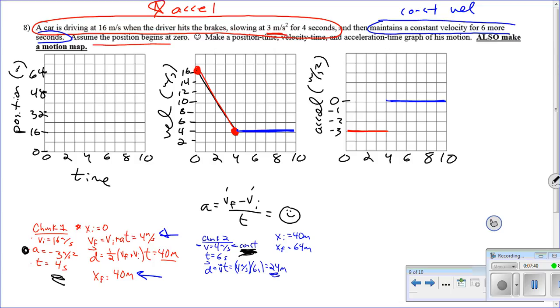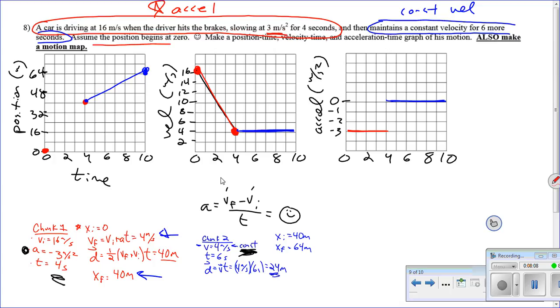Okay, cool. So let's plot our points. So we began at a position of 0, and at the end of chunk 1, which was 4 seconds, our position was 40. Looks like it's going to live right about there. And then chunk 2, we go from 40 to 64. So chunk 2, the velocity is constant. So I'm just going to draw in my straight line to connect those guys. Okay. Chunk 1, though, the velocity is not constant.